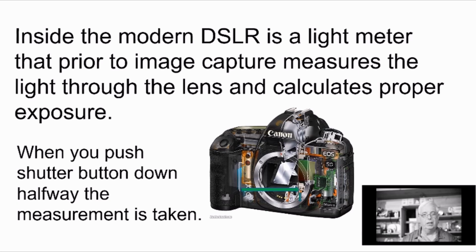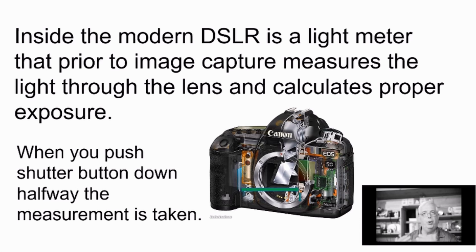Well, inside a modern DSLR is a light meter, and prior to image capture, it measures the light through the lens and calculates the exposure. Now, some of the newer mirrorless systems actually take selective data off the sensor chip to do this. So it can either have a separate sensor exclusively for determining exposure, or on the new mirrorless cameras, it's going to collect that data from the chip. Not the whole chip, because that's just too much data for it to deal with.